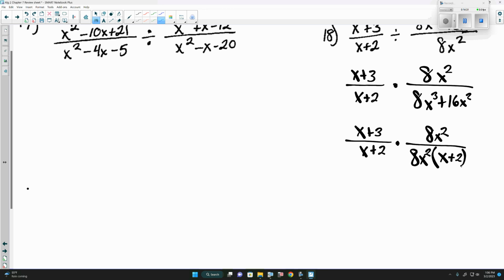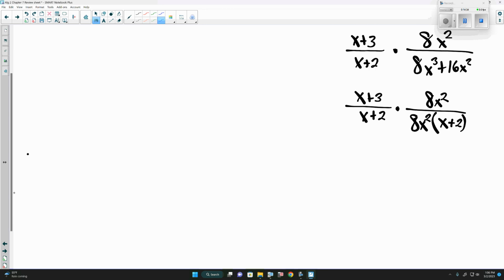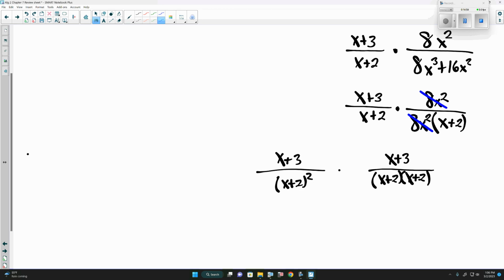Now we do have something in common on top and bottom, which is 8x squared. And what that leaves us with is x plus 3 over x plus 2 times x plus 2. Now we could write this as x plus 3 over x plus 2 squared. Either one of these works. So the answer key does need to be changed. This is the correct answer. I have the wrong one on the back.